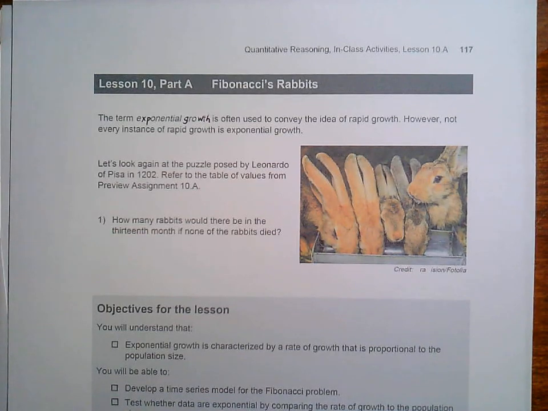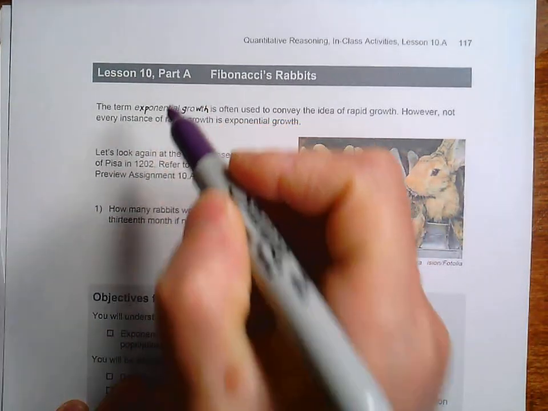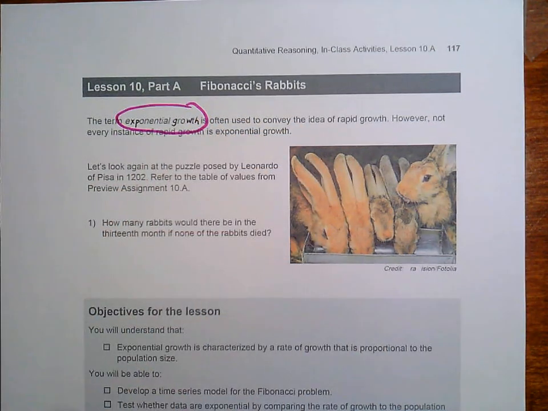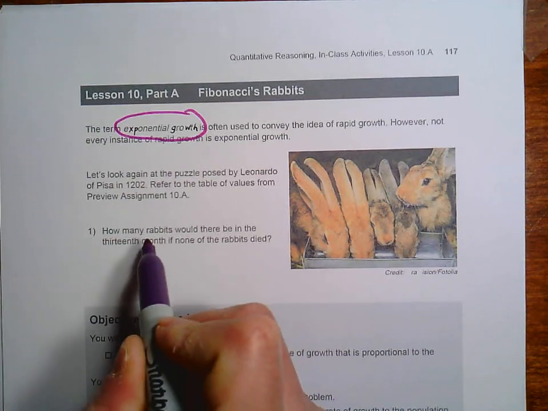This is Fibonacci's rabbits. This lesson is really going to be about exponential growth and how it's more than just saying a population is growing rapidly. It's a very particular kind of growth. We're going to continue on what you did in the preview lesson, where they had you look at the number of rabbits and how they increase.